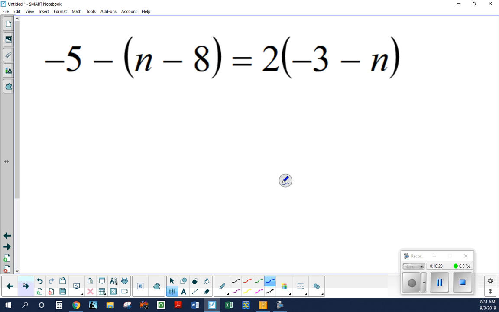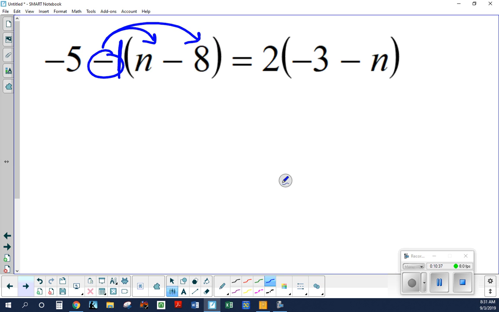All right, in this example, I have some distributing to do on both sides before I start moving variables around. So let's distribute and see if we need to combine like terms. In this case right here, we're distributing a negative. If you want, you can put a 1 in front of it and act like you're distributing a -1 to both the n and the -8.